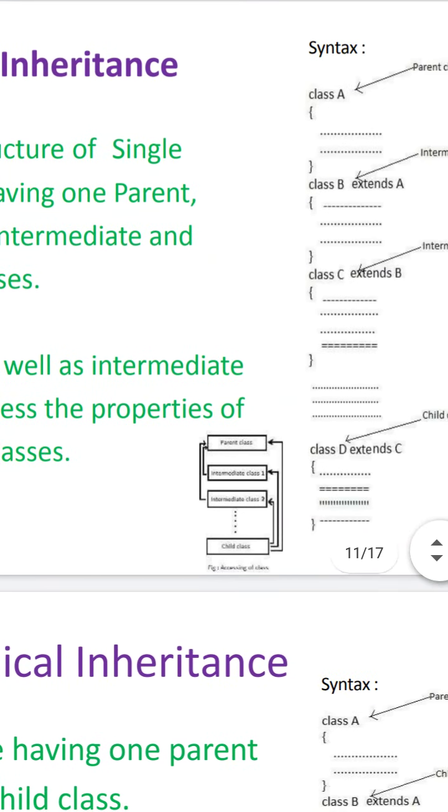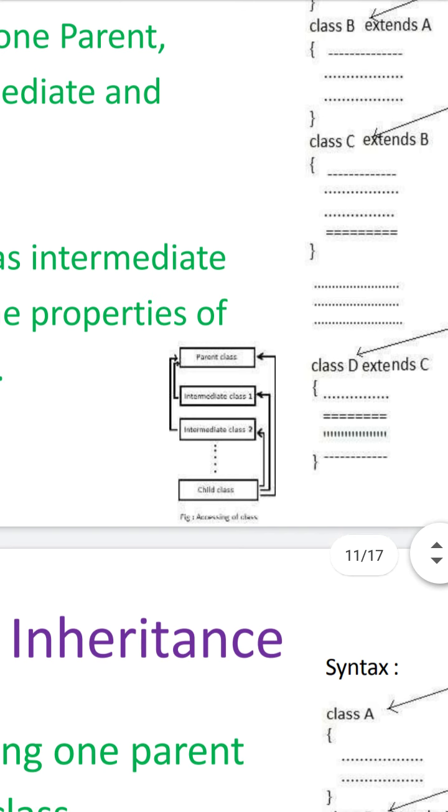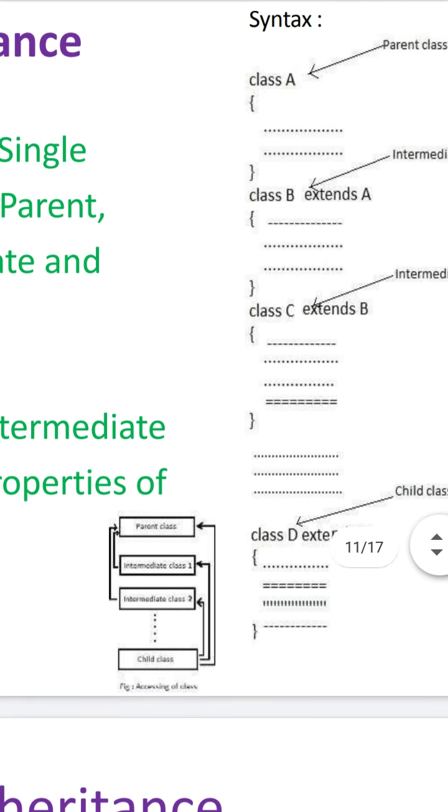This one is the pictorial view. You can see that the first one is the parent class, the second one is intermediate class 1, then intermediate class 2, and so on. You can create any number of intermediate classes, and the last one will be your child class.